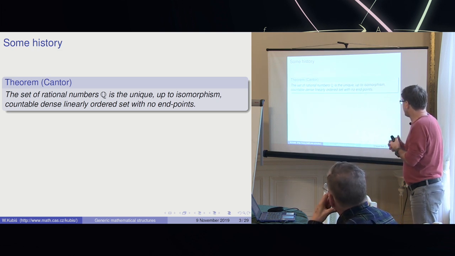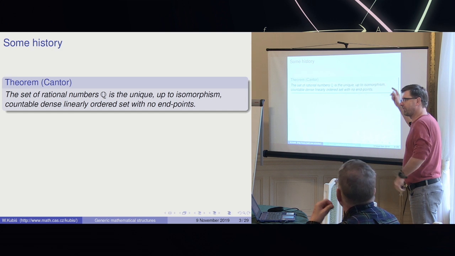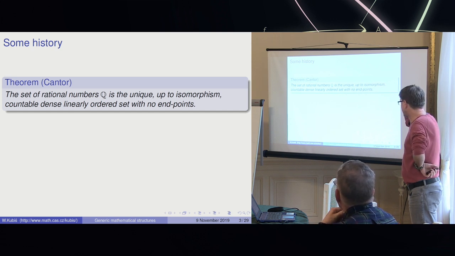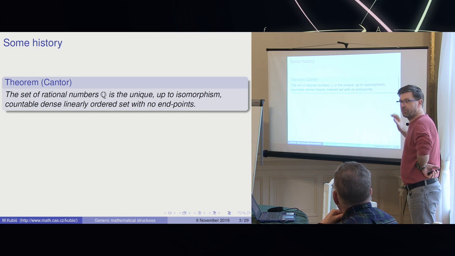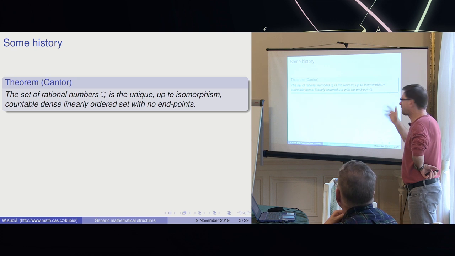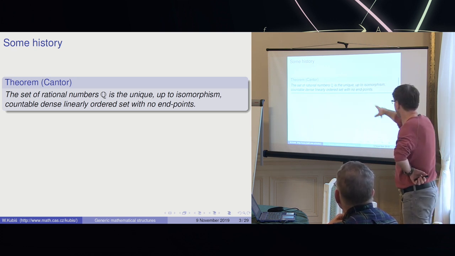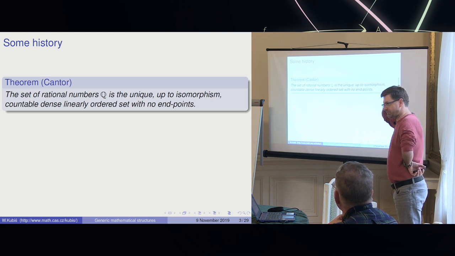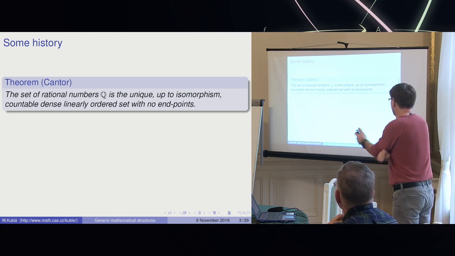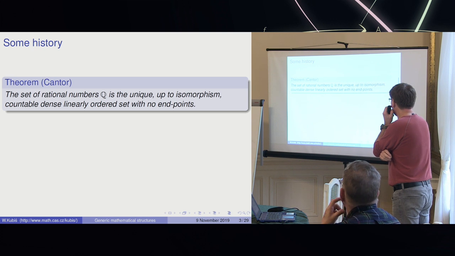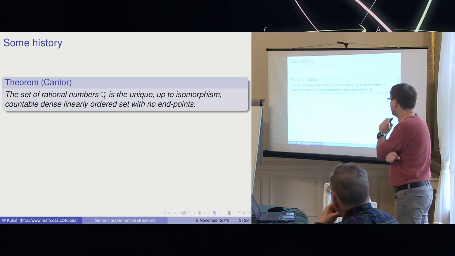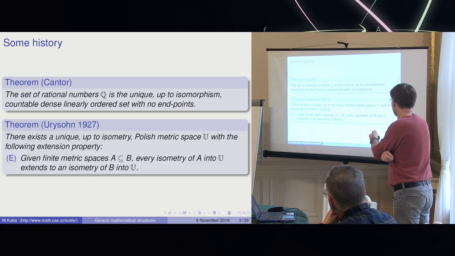Well, it has some nice properties which are not stated here. For instance, every countable linearly ordered set is isomorphic to a subset of this one, right? So look at countable linearly ordered sets as a category. This one is unique. People in model theory would say universal. And it has some strong homogeneity property. I will mention homogeneity later, so let's just continue.